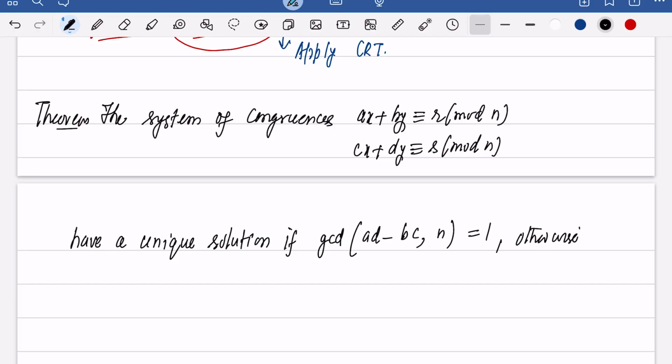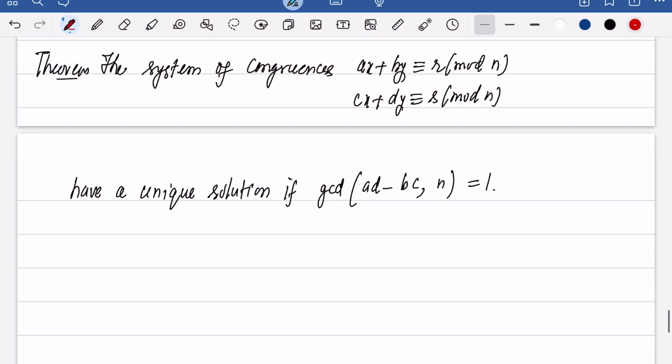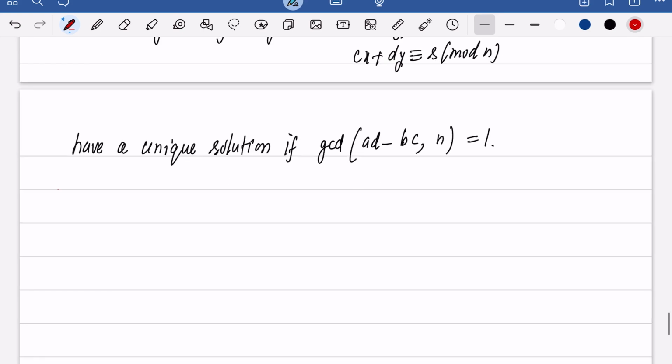Otherwise is not a case here. So this is just this kind of statement. If this is equal to 1, then it has a unique solution. If this is not equal to 1, then sometimes it may have a solution and sometimes it may not have a solution. We will not take up that condition here. Now let's come to define Fermat's theorem.